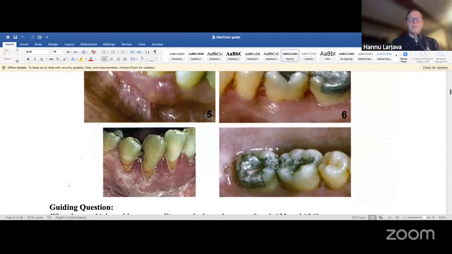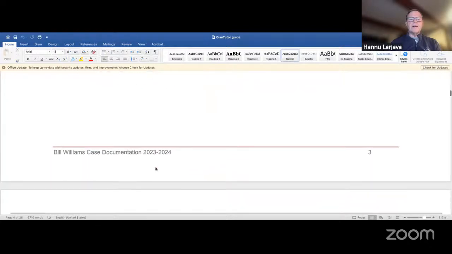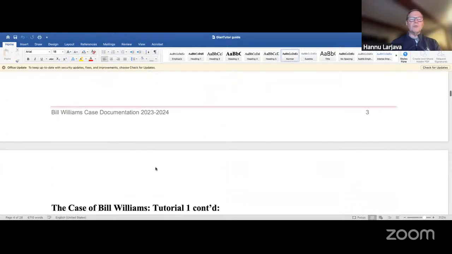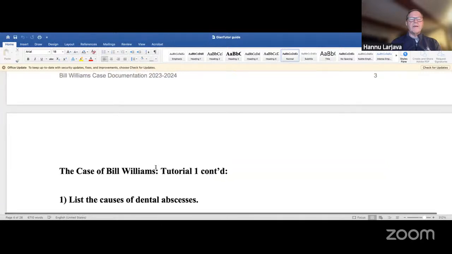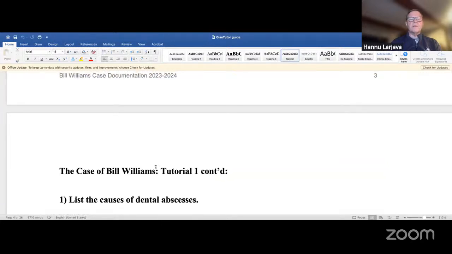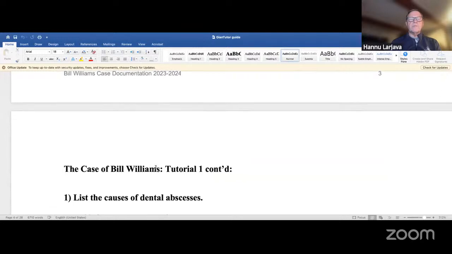So I will skip the guiding questions because they are only for the tutors. So we will go to the first question, because this is the patient's main concern, and that is a list of causes for dental abscess.